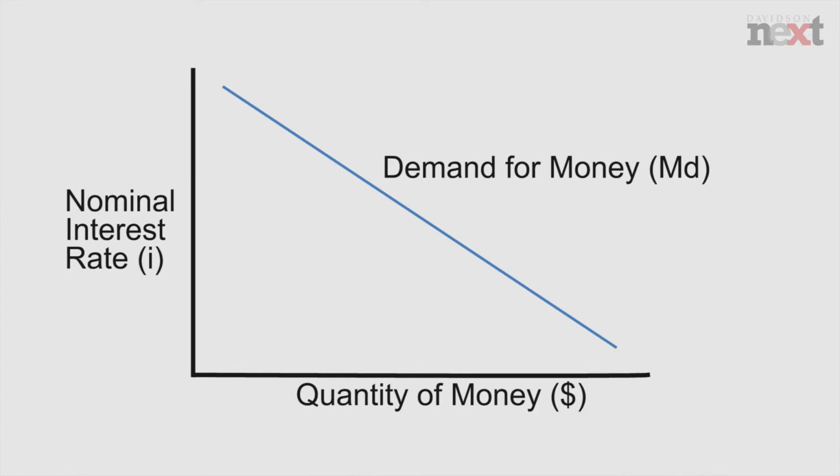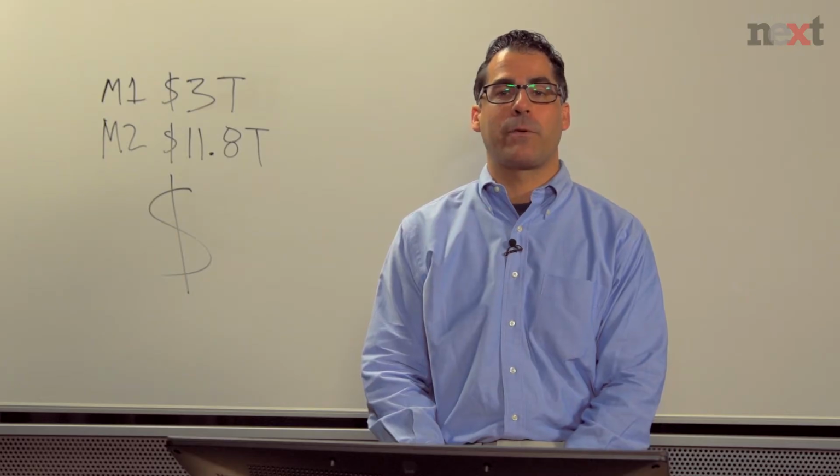I want you to notice the demand curve for money is downward sloping, which means that people want to hold less of their wealth in the form of money the higher that interest rates are on other assets such as bonds. The supply curve for money illustrates the quantity of money supplied at a given interest rate, and here's what that looks like.